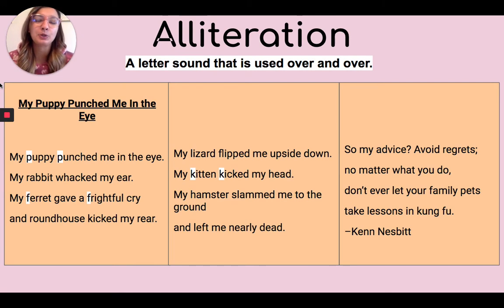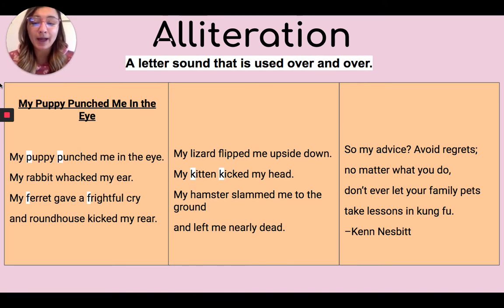This poem is so funny. When I read it, I was laughing hysterically. I knew you guys would love it. So I will read it to you, and then I'll show you the examples of alliteration. It's called My Puppy Punched Me in the Eye. Here we go. My puppy punched me in the eye.